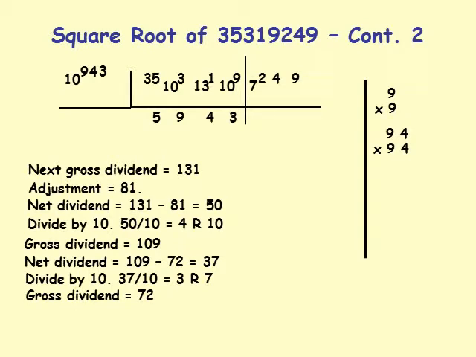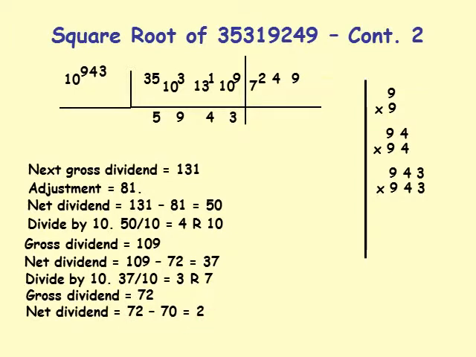Let's continue. The gross dividend is now 72, right here, and we are in the section after the decimal point. So the next adjustment would be 943 and 943. 943 times 943 is a duplex of 943, and we will figure out what the adjustment is. 9 times 3 is 27, another 27 here. 27 plus 27 is 54, plus 16 here, 4 times 4, 70. So 72 minus 70 is 2.